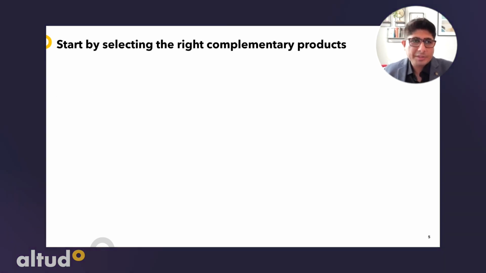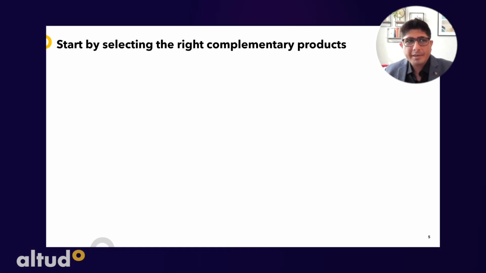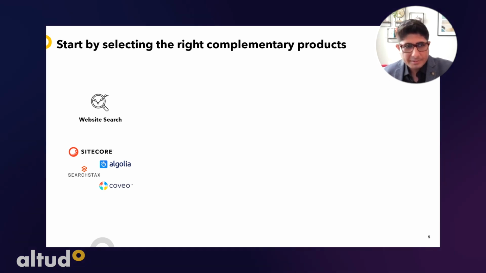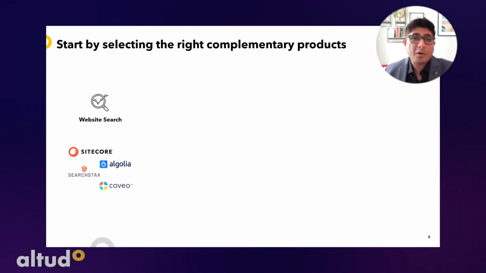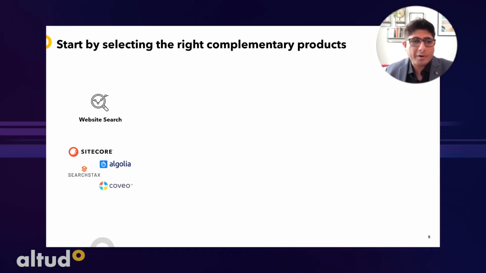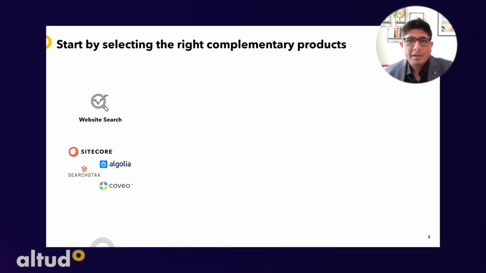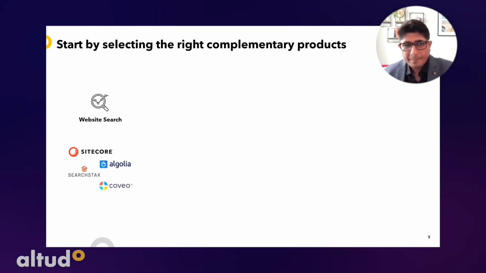Now the next question is, how do we proceed ahead and take the first steps towards composable and move towards XM Cloud? Well, we start by selecting the right complementary products. One of the biggest promises of composable architecture is you can pick and choose the products you need based on what type of capabilities you are looking for in your DXP overall.